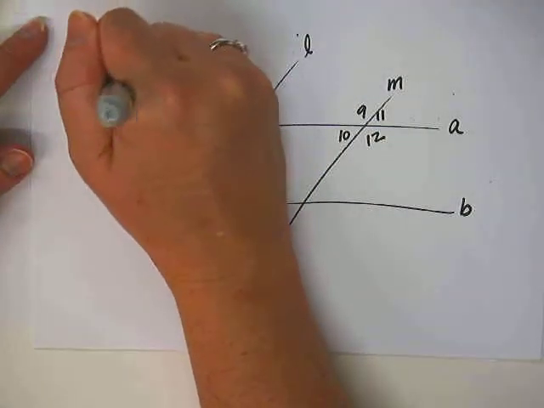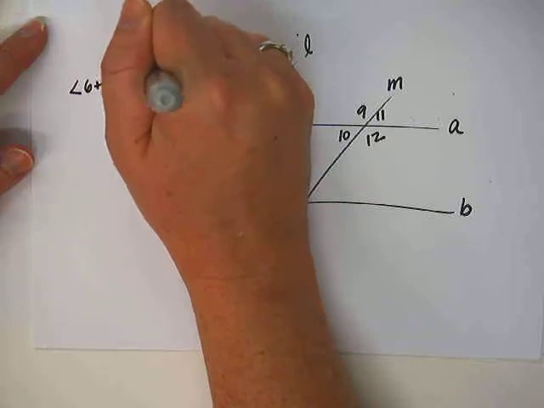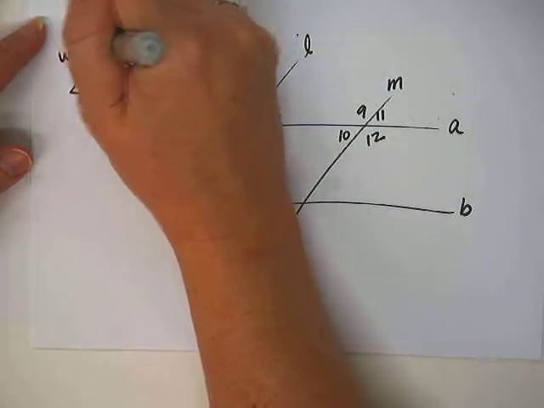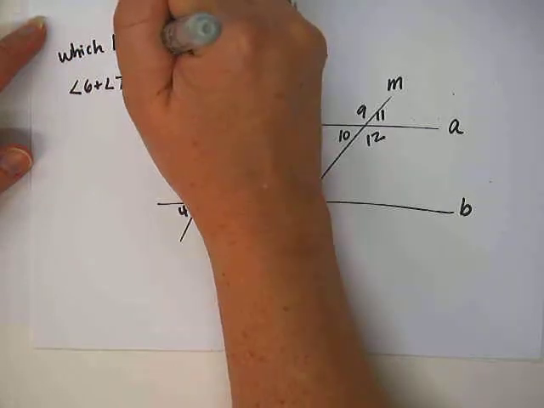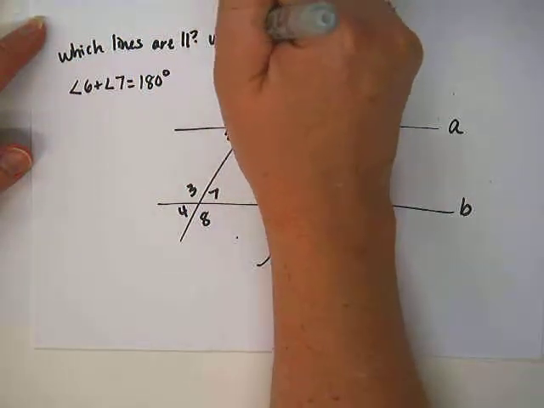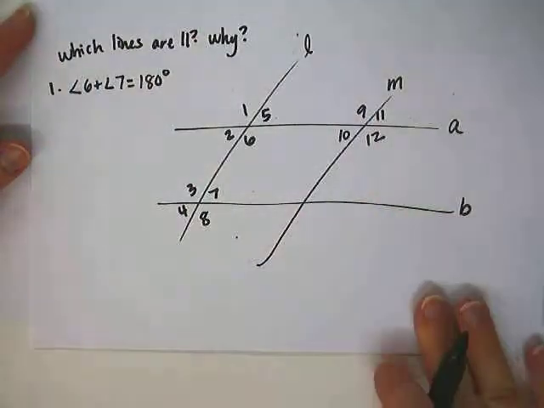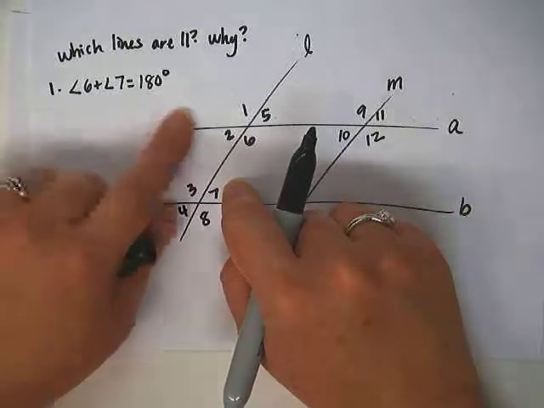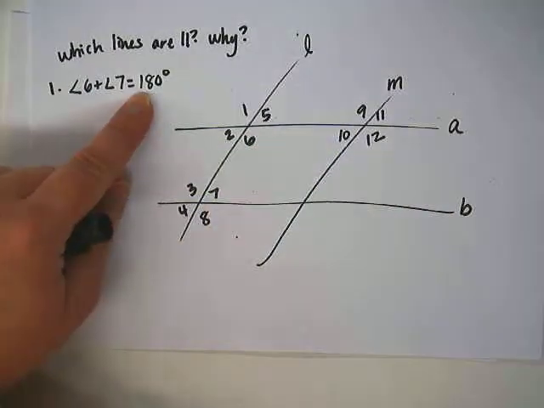If I tell you that angle 6 plus angle 7 equals 180 degrees, which lines can you tell are parallel from that, and why? I tell you that angle 6 and angle 7 add up to 180 degrees, which lines can we tell are parallel and why?